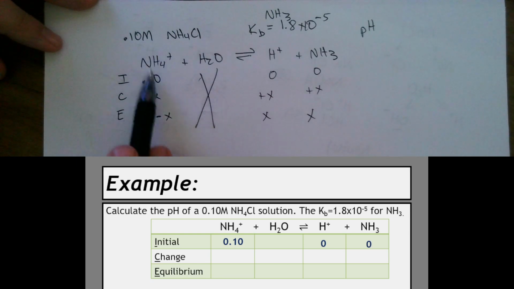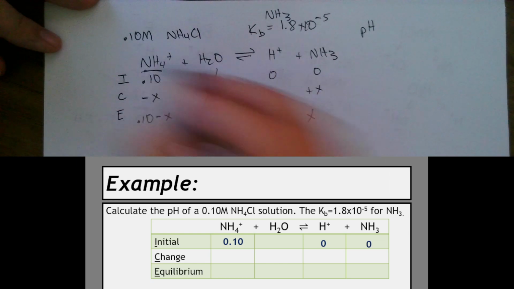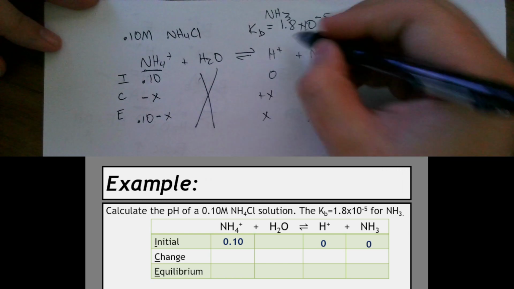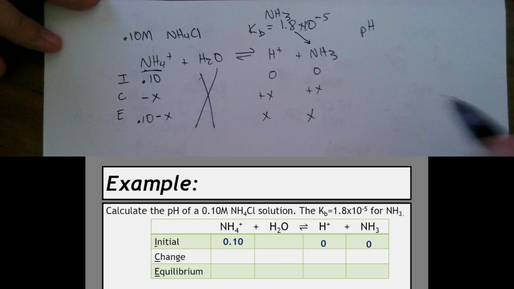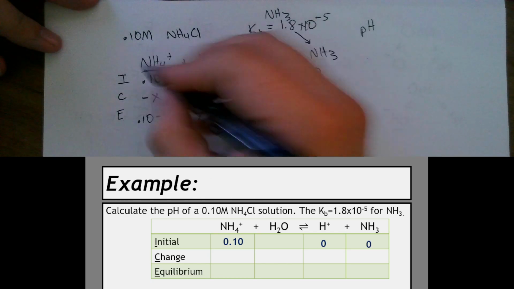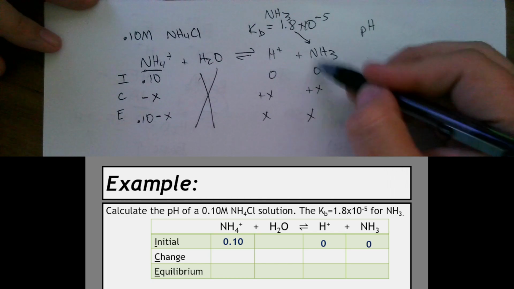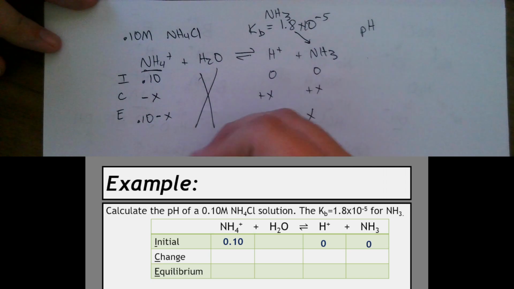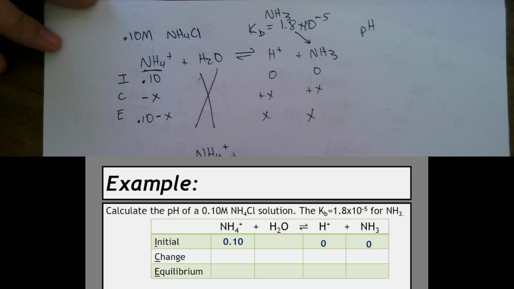This is what's dissociating: NH4 plus. But it gave me the Kb of NH3, which is over here. I can't do the dissociation of NH4 from NH3's number. NH3 is not what's dissociating here. I need to know NH4 plus. What I need to know about it.